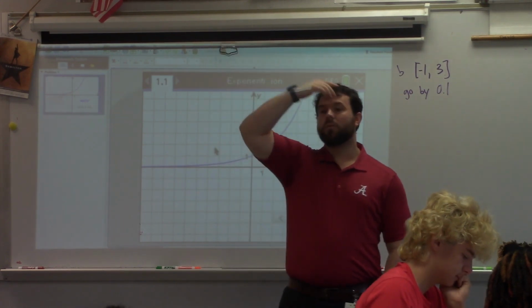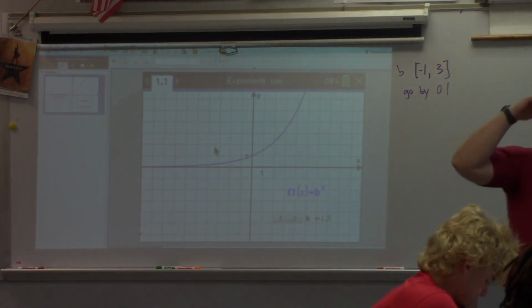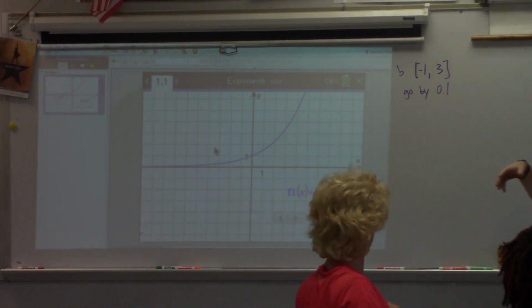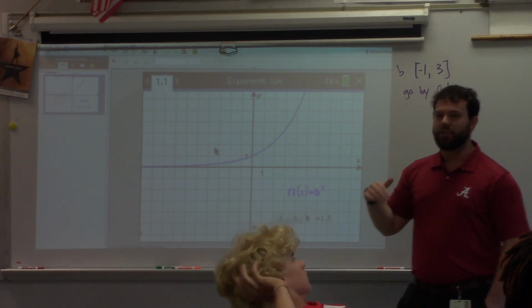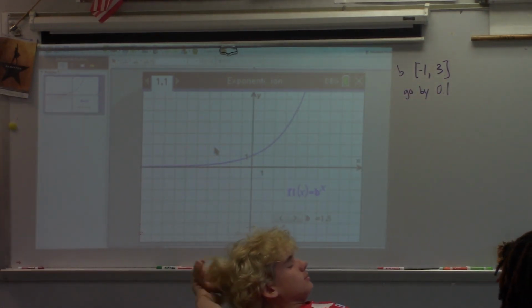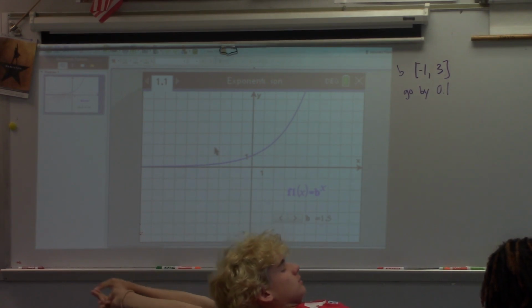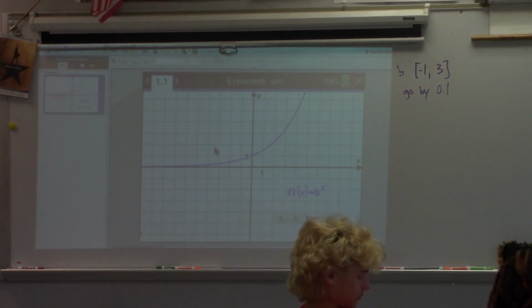So we should be noticing some patterns and relationships, right? This is a quick way to explore these exponential functions and understand them better. So I need some conjectures. I don't think I've actually confirmed anybody as being 100% right or wrong. I just need ideas generated. What are some patterns that we have noticed?